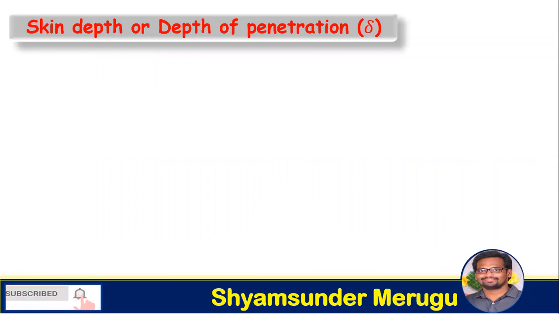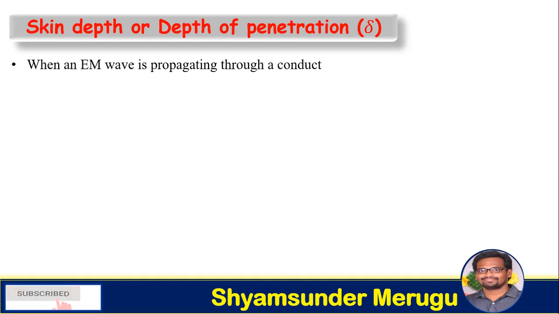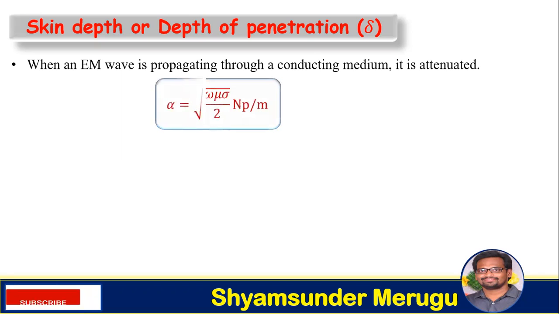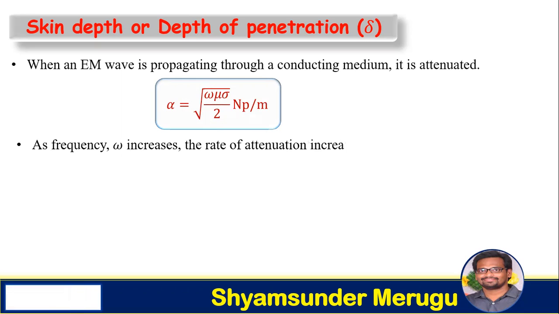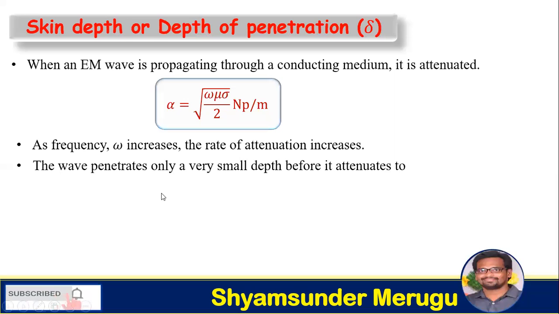Coming to skin depth or depth of penetration, when an EM wave is propagating through a conducting medium, it is attenuated. The attenuation constant is given by square root of omega mu sigma over 2 in Nepers per meter. As frequency omega increases, the rate of attenuation increases, which we can see in the expression. The wave penetrates only a very small depth before it attenuates to a negligible value.